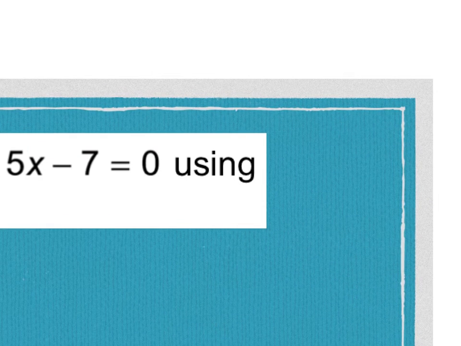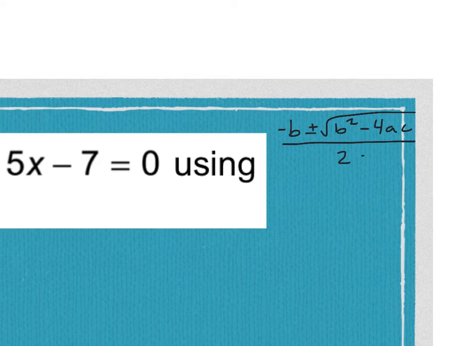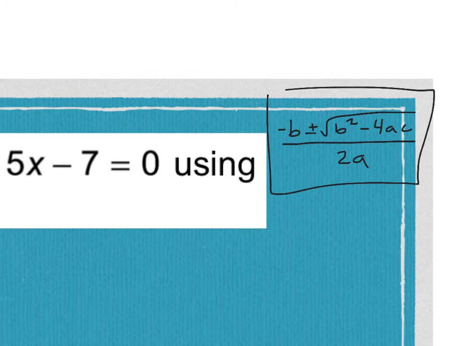x equals negative b plus or minus the square root of b squared minus 4ac over 2a. Okay, so this is our quadratic formula.